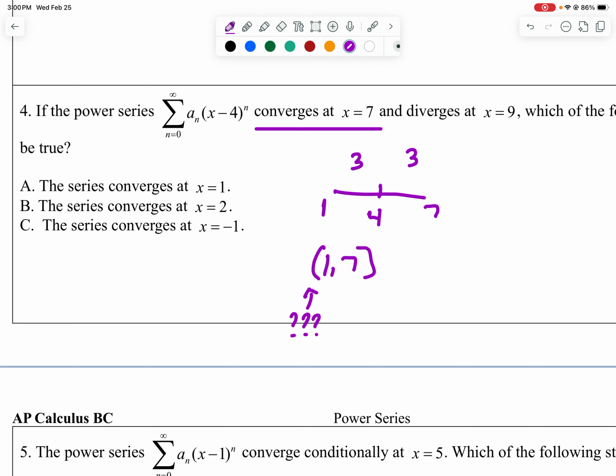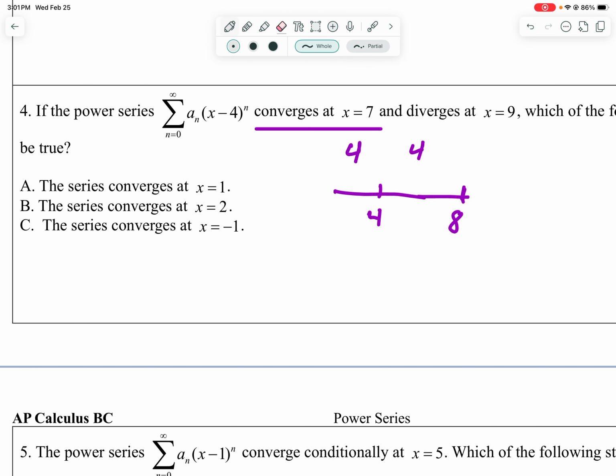Now remember that 7 could be an interior point, which means that 4 could be, or I could go to 8 here, right? And then if I did 8, this would mean that my radius of convergence would be 4, which means that my lower bound or my lower IOC would be 0, and that would be from 0 to 8. But remember, I only know for a fact that 7 definitely converges, so that's why we're pretending that 7 is an endpoint, just so that I can look at my interior there. 1, questionable.